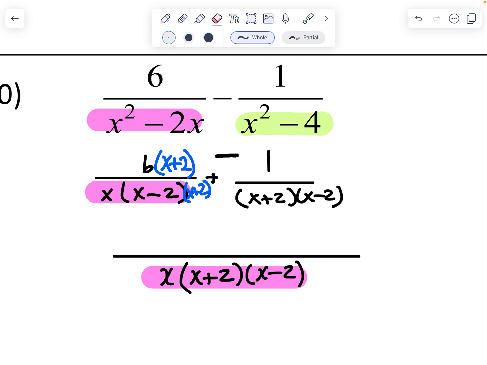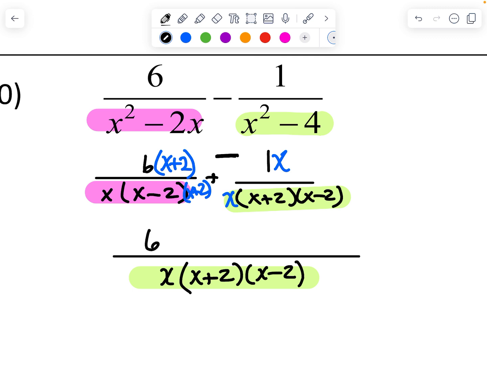All right. We now need this denominator to look just like this denominator. What is he missing? He's missing the x. Now we're going to distribute. 6 times x is 6x. 6 times 2 is 12. And negative 1 times x is negative x.